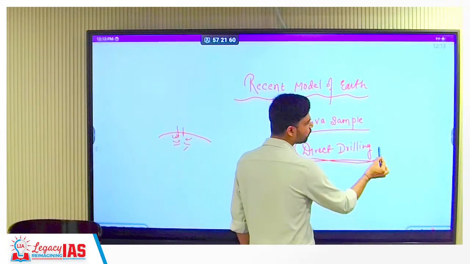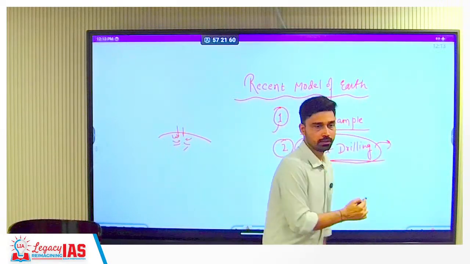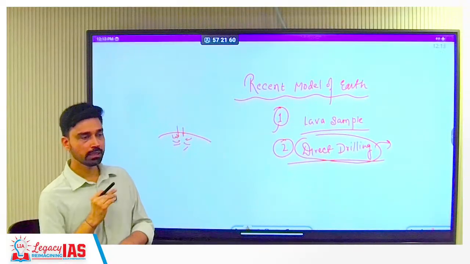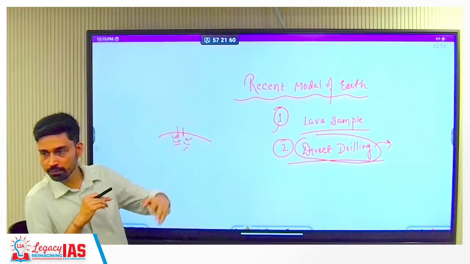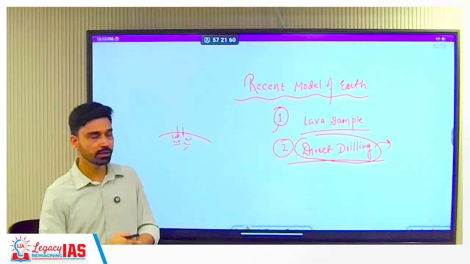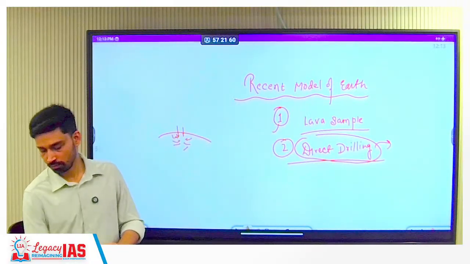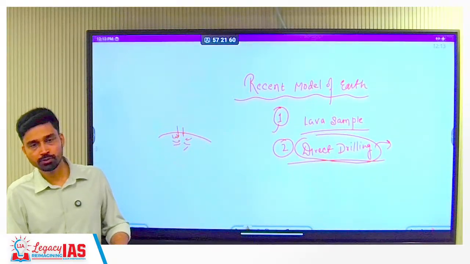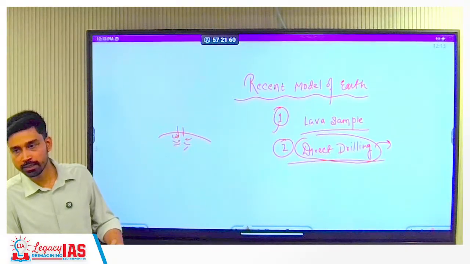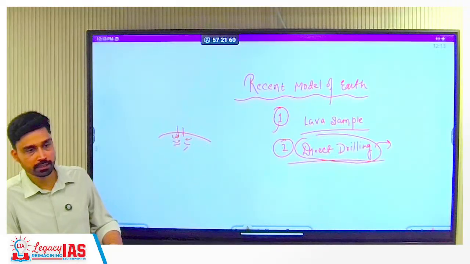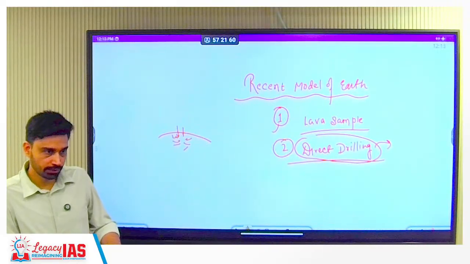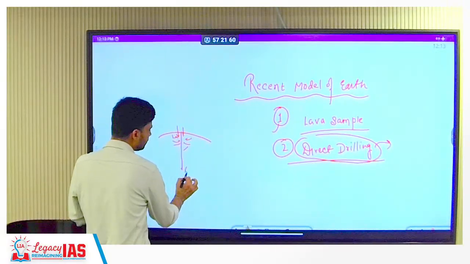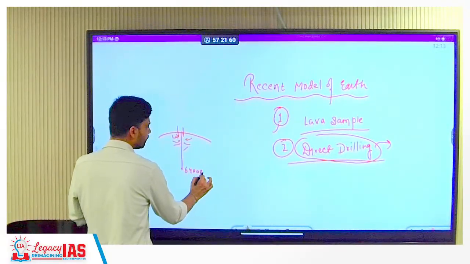But what is the issue with this particular method? You can get very limited information. Why? Because you cannot drill till the center of the earth. Right? What is the distance between center and surface? That is the radius of the earth. Forgot, in physics you would have studied this. What is the radius of the earth? Roughly 6,400 kilometers. So imagine that this is the surface and the center is at the depth of 6,400 kilometers.